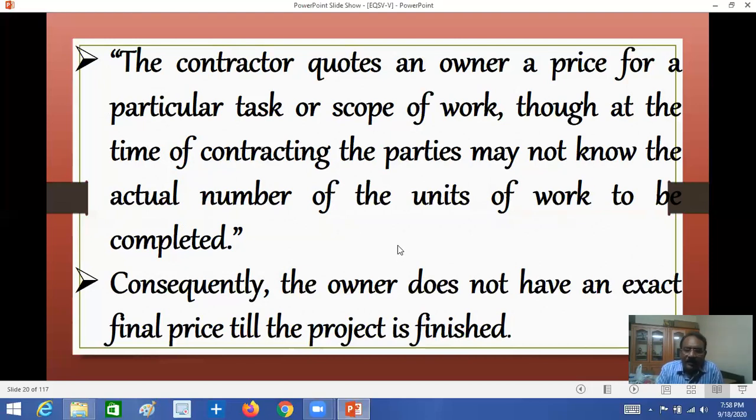Suppose flooring: after flooring is finished, you will pay for flooring. Plastering: after plastering, you will pay for that unit item. Brick masonry, that item. Or RCC, the columns and slabs, that item. Unit wise, you will pay. You don't know exactly. Then painting, whitewash and color painting. Different types of paintings are available, so you don't know what we are going to use. Only the total cost of the building will be finalized after completion of the project.